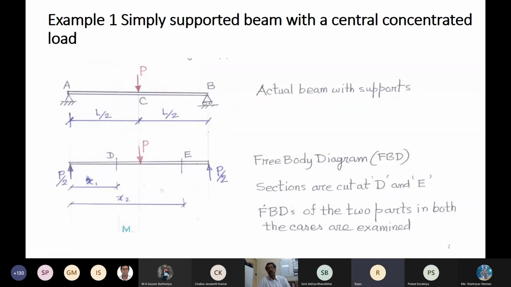Excuse me, sir. Yes. Sir, when we are approaching from the right side, basically we are imagining the origin to be at the extreme right. Is that how we are doing it? Origin does not matter here.